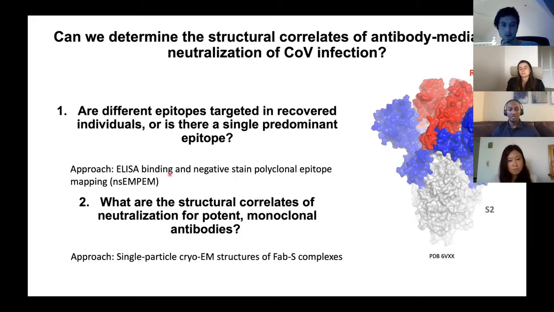After we did this, we then decided, well, what actually are the structural correlates of neutralization by these potent antibodies? To do this, we turned to single-particle cryoEM as well as X-ray crystallography to get high-resolution information about antibodies targeting the spike glycoprotein. First, I'm going to talk briefly about our efforts to characterize convalescent plasma.